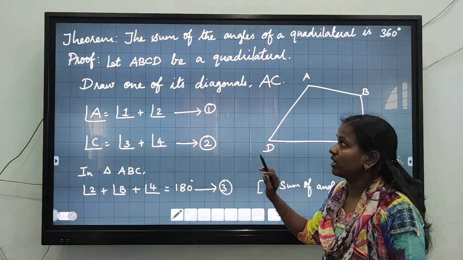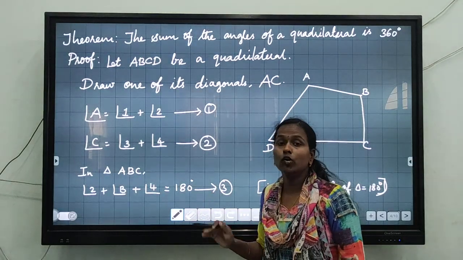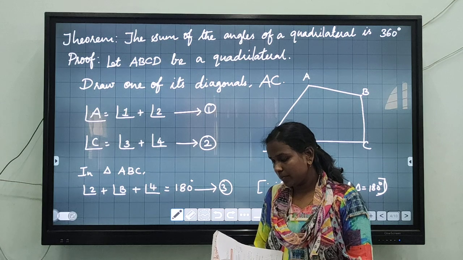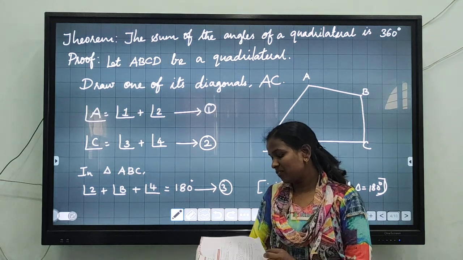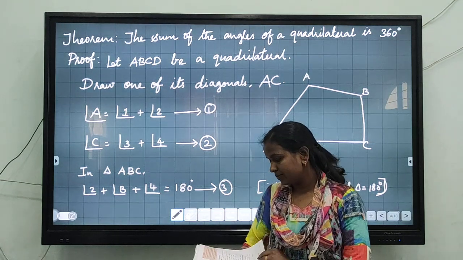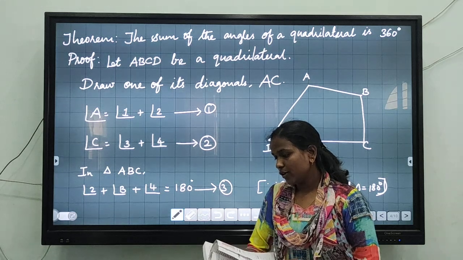Next, I am going to solve only this theorem. Using this, you are going to solve exercise 4a. First 4 sums you are going to solve. I will explain how to do this one. You have to solve.